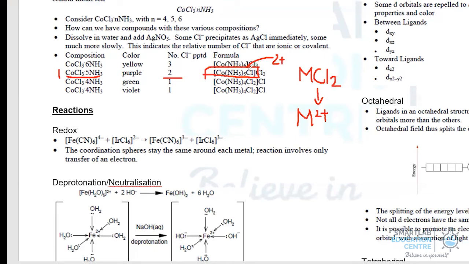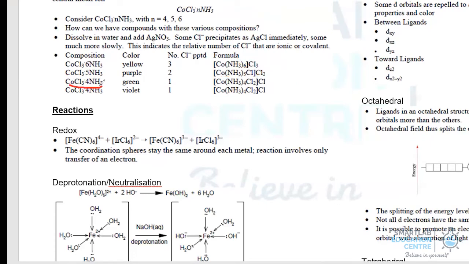And given that ammonia is neutral and Cl has a charge of -1, we can conclude that cobalt has a charge of 3+, or an oxidation state of +3. And like the previous example, the coordination number is still 6. The shape is octahedral. Next example.